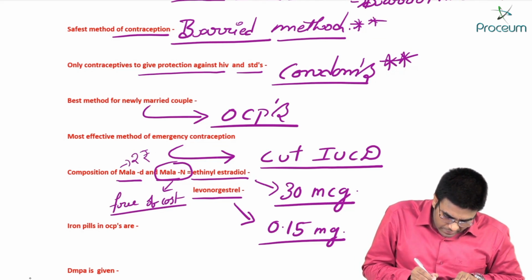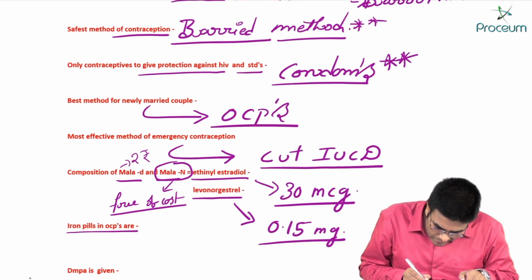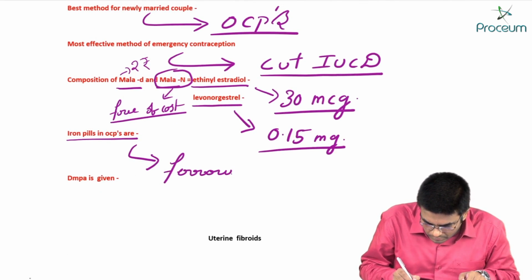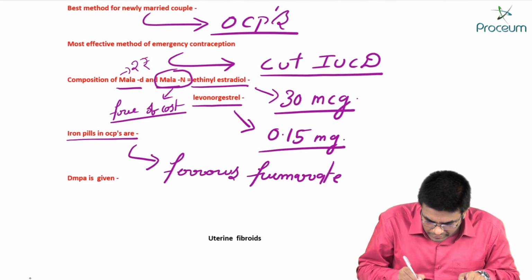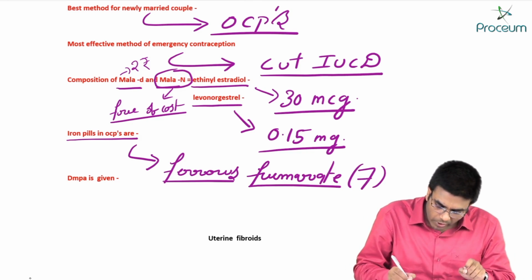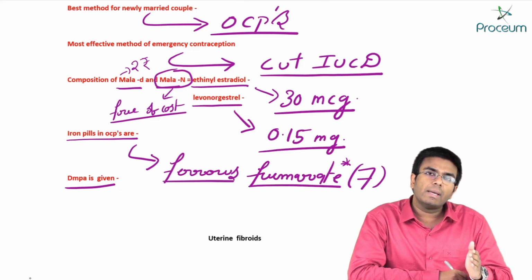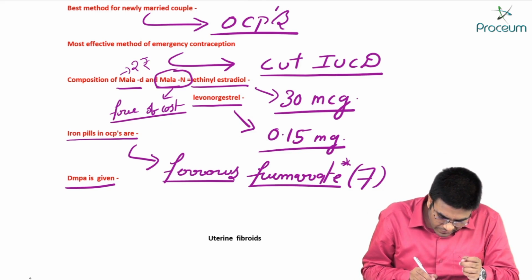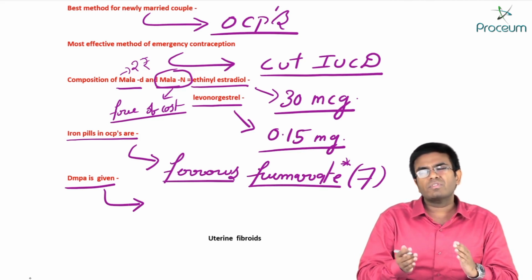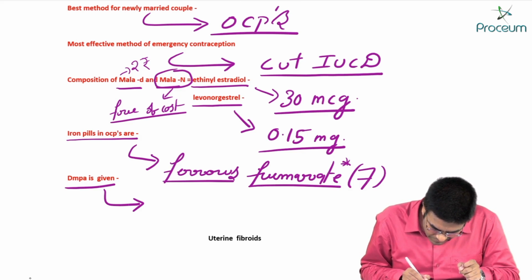Now, after this, iron pills in contraceptive pills. The iron pills in oral contraceptive pills are ferrous fumarate. So iron is in which form? Ferrous fumarate. Usually in oral contraceptive pills, 7 pills are only iron pills, that is ferrous fumarate. Very, very important point. Now, DMPA. What is meant by DMPA, guys? Depot medroxyprogesterone acetate. These are injectable progesterones which can be used as contraceptives. DMPA is given every 3 months. Once in 3 months.